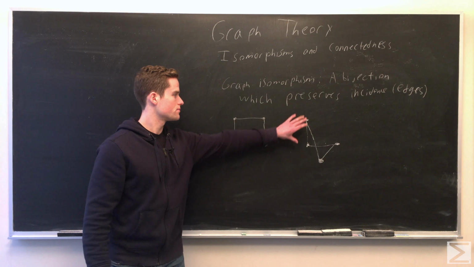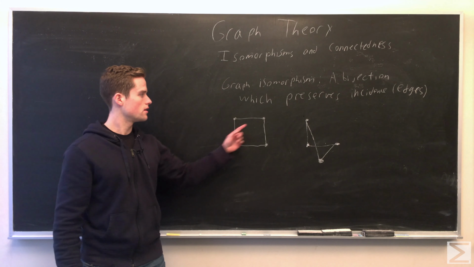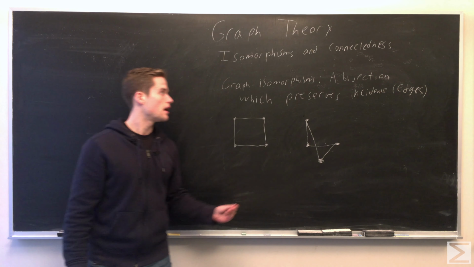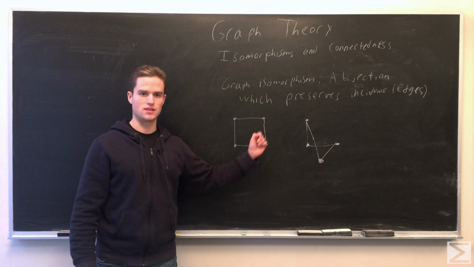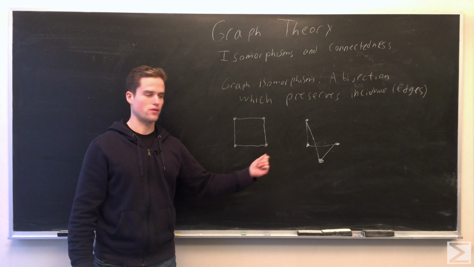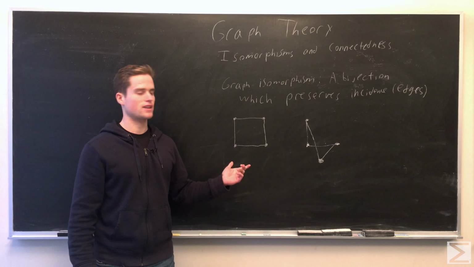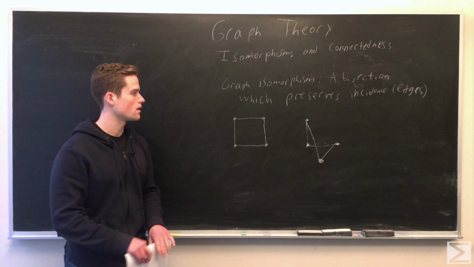If you can see, these three pieces here line up with these three pieces here. This one just goes over here. An isomorphism of a graph, you can think of it as if you can just move the vertices to each other in some way between two graphs, they're isomorphic. But to be exact, it's a bijection that preserves incidence between two graphs.